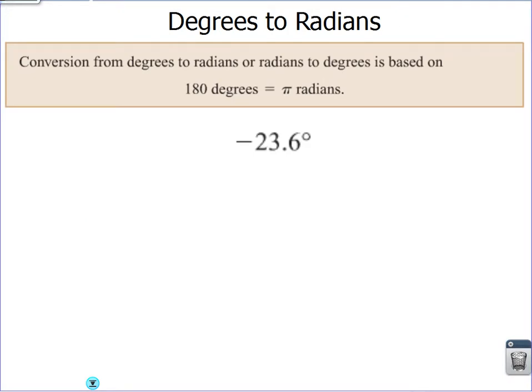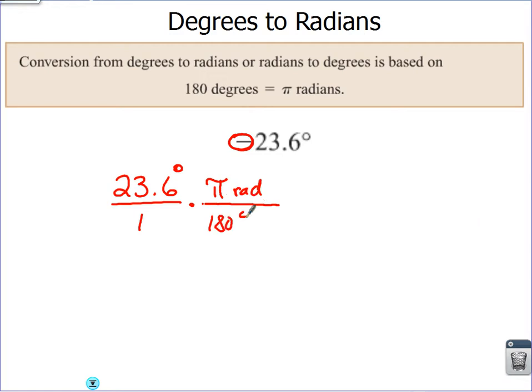Negative 23.6 degrees. Now we want to change this to radian measures. To change degrees to radians, you do the exact same thing. Negative 23.6. And you know what I'm going to do? Forget about the negative to begin with, just to clean it up some. And then we'll go back and just tack it onto the answer. So 23.6 degrees. Changing it to radian measures, here's what you do. You're going to multiply by your conversion factor. You're going to multiply times pi radians on top, 180 degrees on bottom.